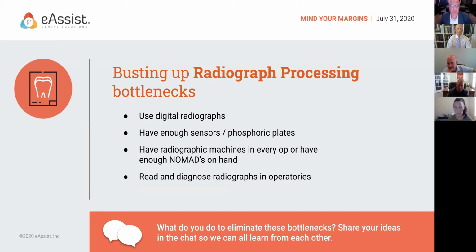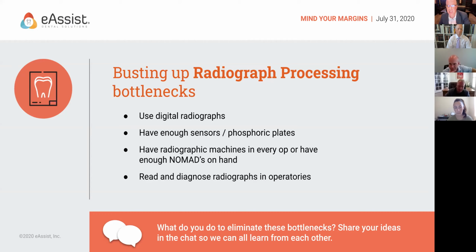Okay, what about radiographs? This is a bottleneck sometimes. I'm surprised that people are still not using digital radiographs. You've got to use those, that's simple. Having enough sensors, enough phosphor plates. I sometimes like having the phosphor plates rather than sensors because of my workflow.